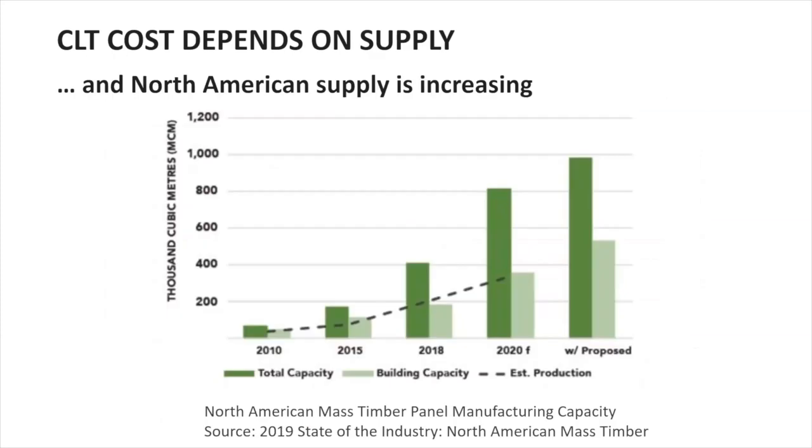Another thing that affects cost is supply. I think this is good news: the supply in the US is growing pretty rapidly. The light colored green bars indicate the manufacturing capacity for building grade CLT, and it's growing pretty quickly. In fact, so quickly, I used to show a list of manufacturers here, and I can no longer keep up with all the changes of who's been certified and not. So I'll leave that to WoodWorks to advise you on who those folks are.